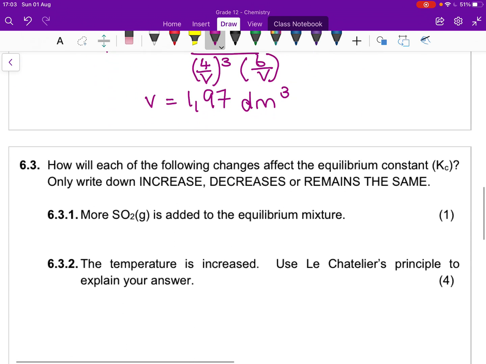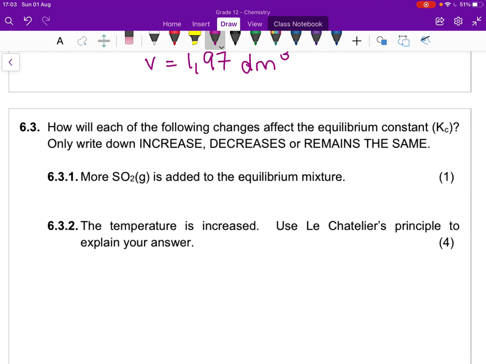Then they say, how will each of the following changes affect the equilibrium constant? Only increase, decrease, or remains the same. Now, first of all, they add more SO2. Concentration and pressure have no effect, and a catalyst cannot change the Kc value. So this one remains the same.